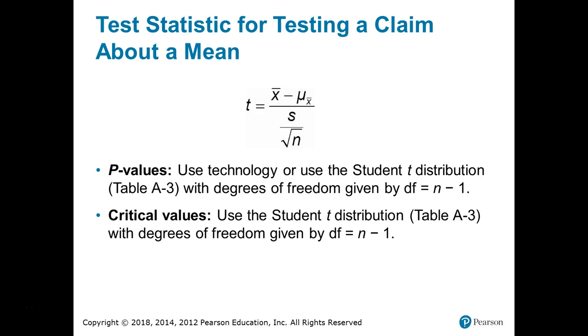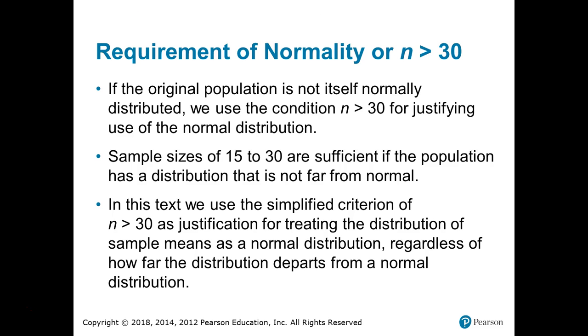Again, in section 8.1, we introduced this formula right here to get our test statistic for testing a claim about a mean. We have t equals x bar minus mu divided by s divided by the square root of n. And we can get this by using technology or the formula. So the p-value: use technology or the student t distribution, table 8.3, with degrees of freedom df equals n minus 1. The critical values, we will be using the student t distribution as well with the same rules for degrees of freedom.